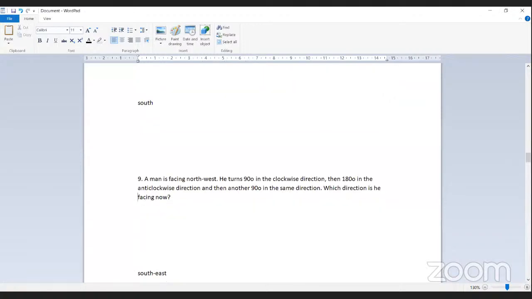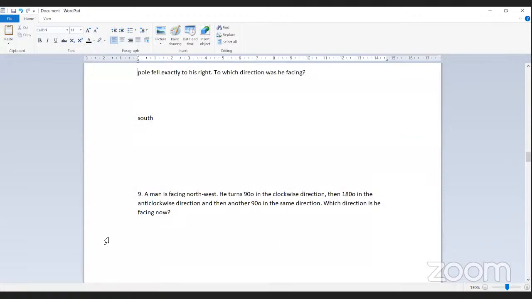Okay, so one more thing about this one. We'll discuss that later. A man is facing northwest. He turned 90 degrees in clockwise direction and then 180 degrees in anti-clockwise direction, and then another 90 degrees in the same direction. Which direction is he facing now? Do you want to try this? Southwest. Southeast. East. Southeast.